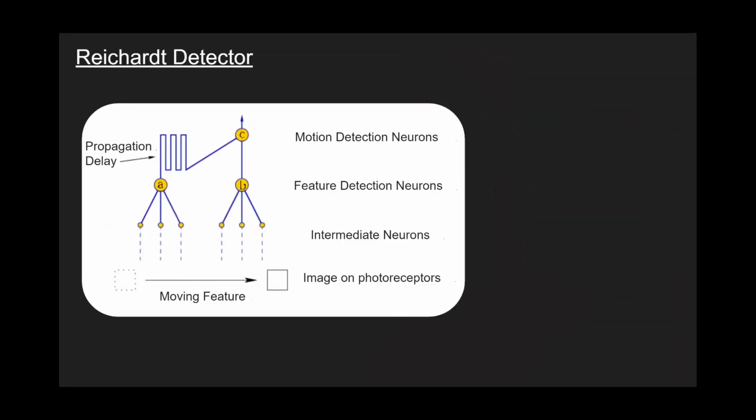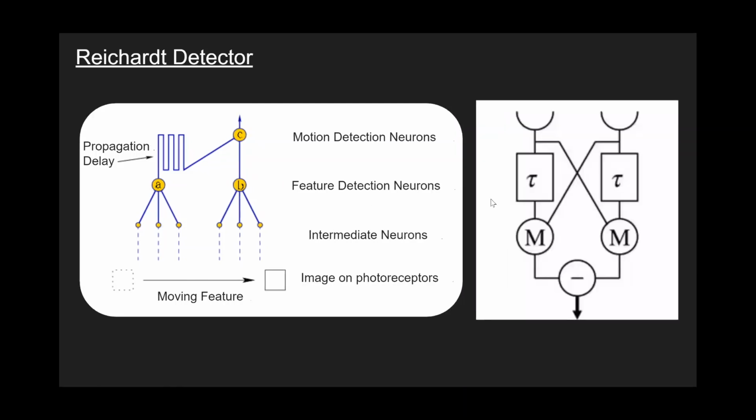Old school, going back to the 50s, this is kind of half of a Reichardt detector. So this detects motion. It is theorized to be in several invertebrate brains, like a beetle or a fly. And so you'd have some feature like this box moving across the image from left to right. A and B would detect the box at different times, but their signals would get to the motion detecting neuron at the same time and integrate, causing it to fire because there's an axonal propagation delay.